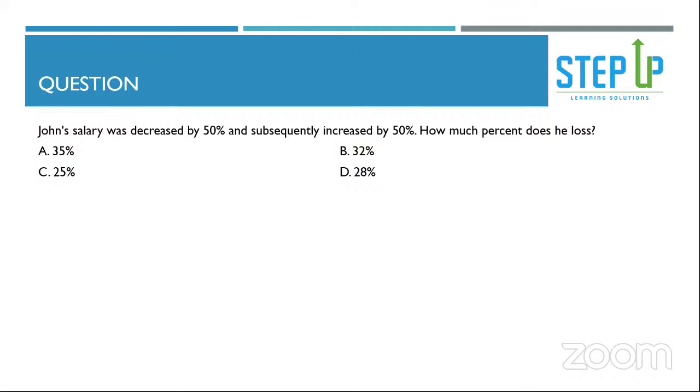Do we know John's salary? Yes, Aditya. Do we know John's salary? No. So we'll assume what? 100. If John's salary was 100, decreased by 50%, 100 rupees decreased by 50% means it will become 50, right? And subsequently increased by 50%. What is 50% of 50? 50% of 50 is 25. So this will become 75. So 100 became 75. He is losing 25 rupees. And 25 is 25% of 100, right? So the answer is 25%.